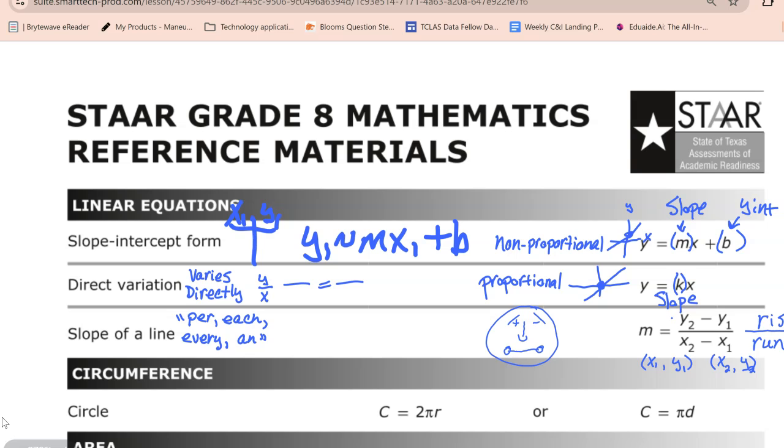For the circles, I like to go ahead and draw a circle and remind myself that the radius is only half of the circle. Use this first formula, 2 pi r, where pi is equal to 3.14. The diameter of the circle is all the way across.